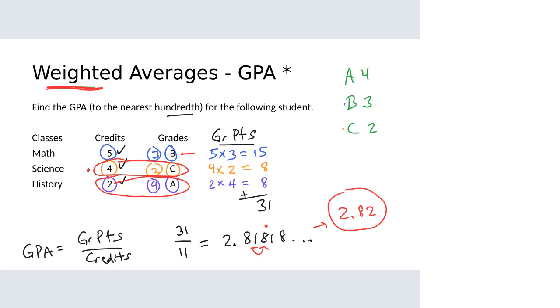It would have been 3.0 if they were all the same credits, but this carries more weight than the history class. And so that C pulls them down a little bit from 3.0, and that's why we end up with a GPA that's less than 3.0. If it would have been the history class worth 4 and the science class worth 2, it would have pulled it up from 3.0. Let me know if you have any questions about that idea, because that's where the weight of this weighted average comes in.